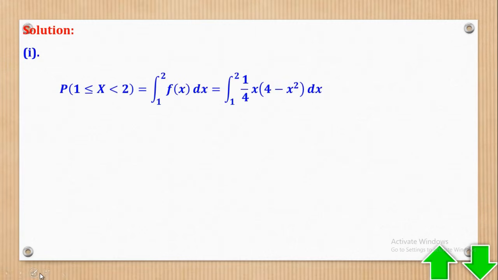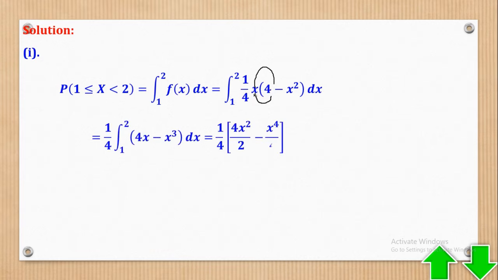So the first thing to do is to remember the definition of probability, that you have to integrate. This probability is got by integrating f(x) from 1 up to 2. In the question, f(x) was given by this function, therefore that's what we're going to integrate. But you cannot integrate this when there's a product between these two factors. So we first put the x inside the bracket, and I come up with 4x minus x cubed.